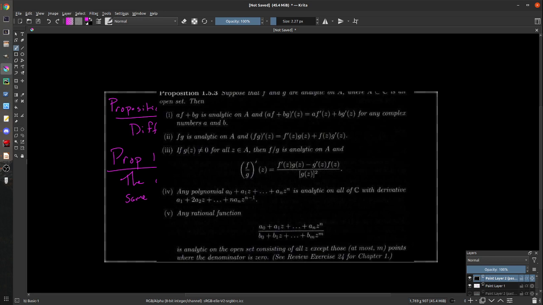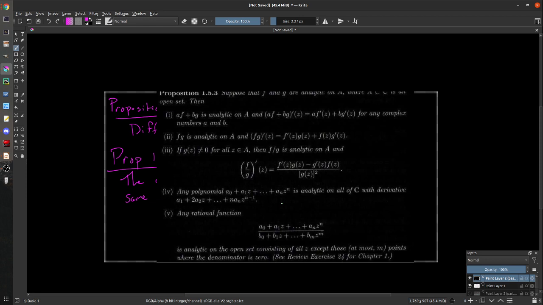If you have two analytic functions, their product is analytic, and the derivative of the product is given by the product rule. If you have a function that is non-zero on a subset, then taking that function in the denominator with another analytic function in the numerator, you get a quotient that is analytic as well, and you get the quotient rule. If you have a polynomial, it's analytic on all of C, and its derivative is given by the usual derivative: the classic bring the power down and reduce it by 1.